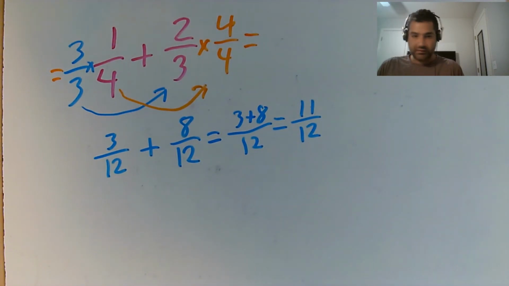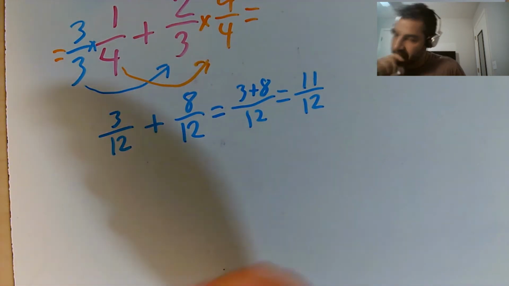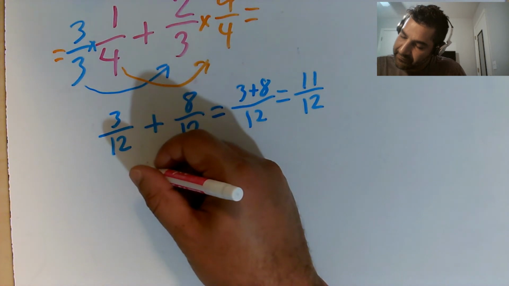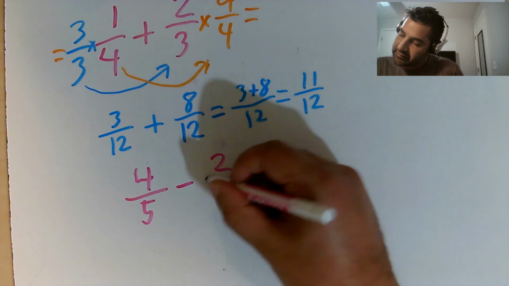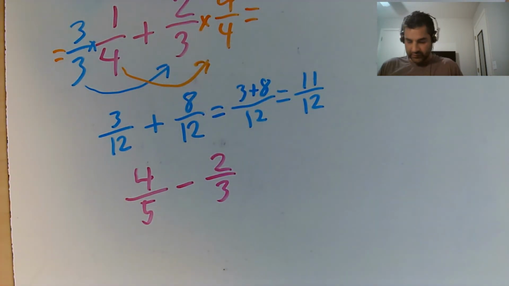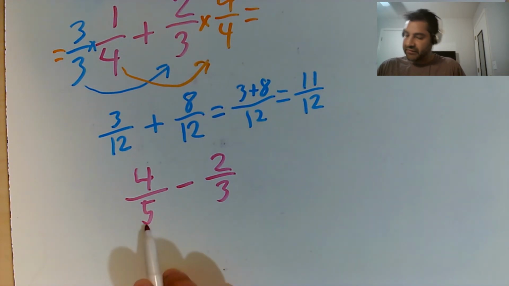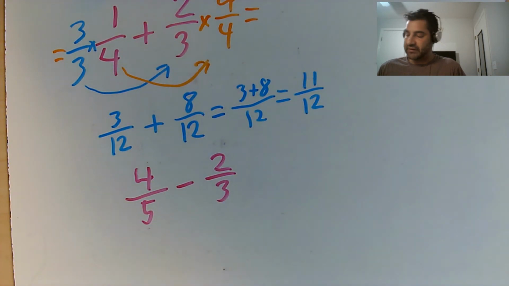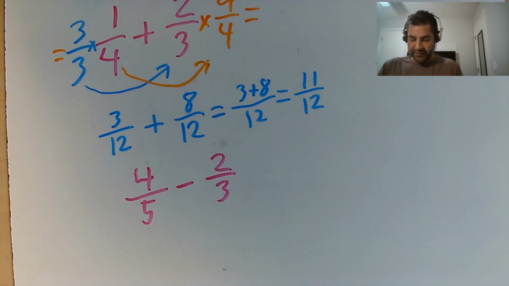Let's do an example. So we've got 4/5 minus 2/3. Again, we've got fifths over here, and we've got thirds over here. So they're different things. You can't add different types of things. So we've got to get them to be the same. So we're going to multiply by a version of 1. So what are we going to multiply 4/5 by? What type of version of 1?